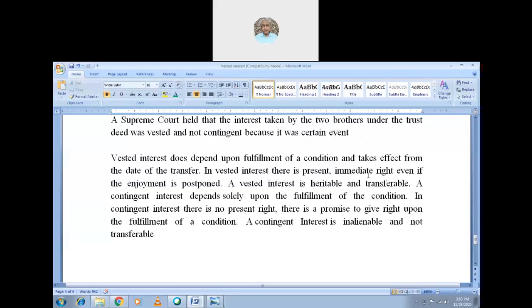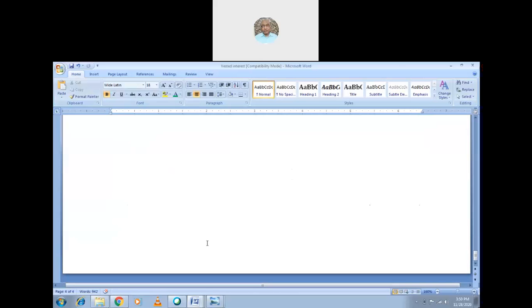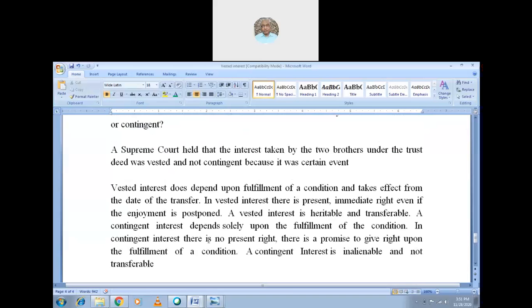Because when a thing is definite, the vested interest starts from the time he transferred the property. But when it comes to enjoyment of the property, he could do it only from the day after tomorrow, after getting possession of it. So this is generally what we say about the vested interest.